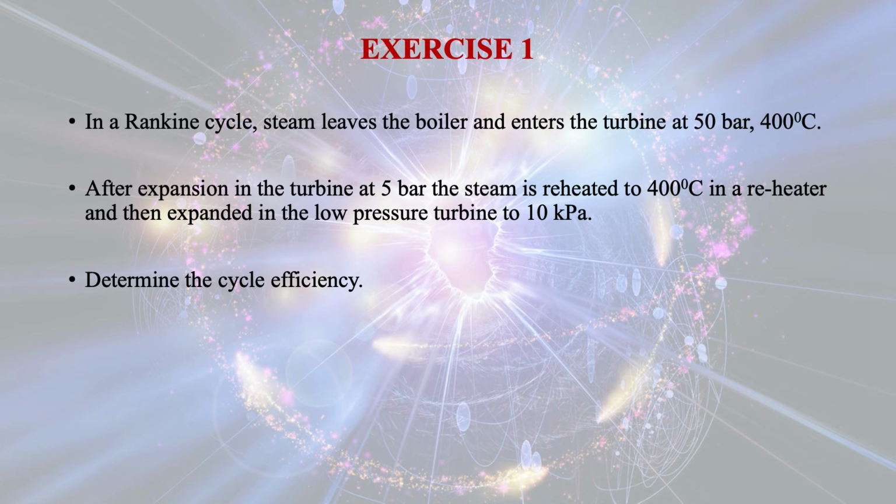Now let us discuss a very interesting problem, and after solving this problem your concept will be very clear. So exercise 1: in a Rankine cycle steam leaves the boiler and enters the turbine at 50 bar, 400 degrees centigrade. After expansion in the turbine to 5 bar, the steam is reheated to 400 degrees centigrade in a reheater and then expanded in the low pressure turbine to 10 kilopascal. Determine the cycle efficiency. Now let us see how we can solve this problem.